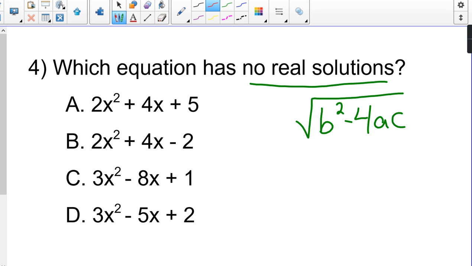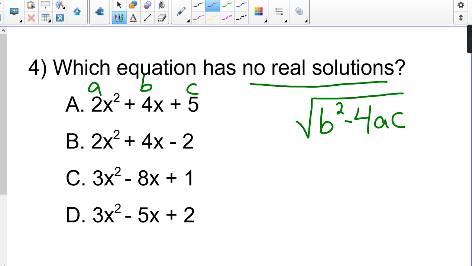B squared minus 4ac. So let's remember that if our quadratic expression or equation is in standard form, a is that first number, right? That's the coefficient of x squared. B is that second number, the coefficient of x, and c is the constant term.